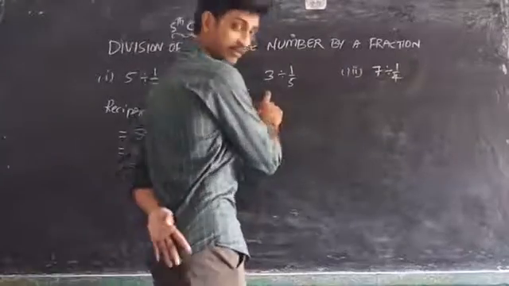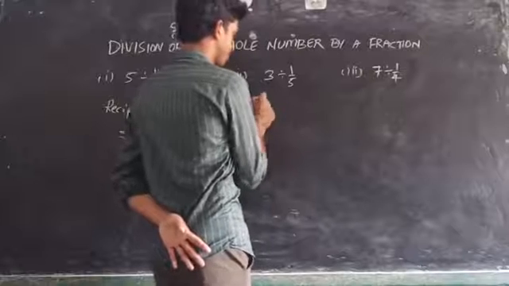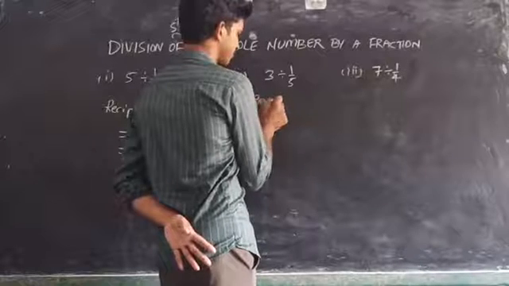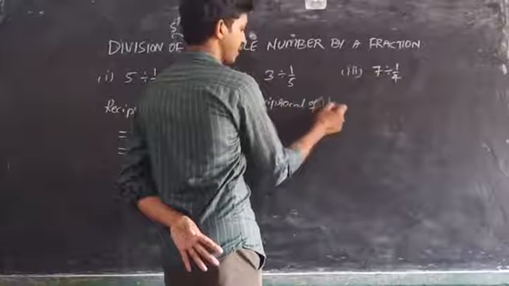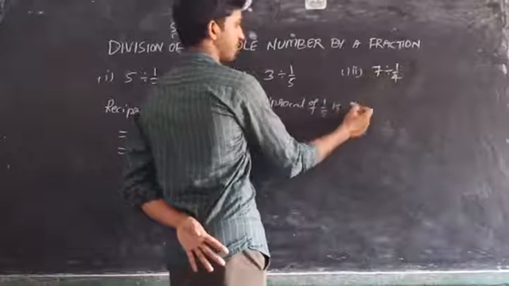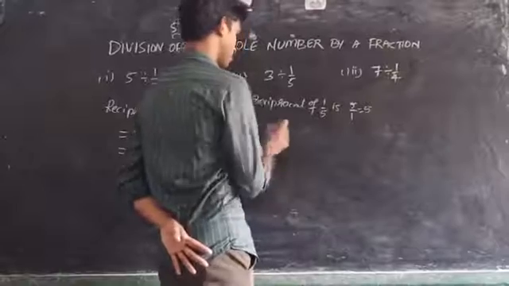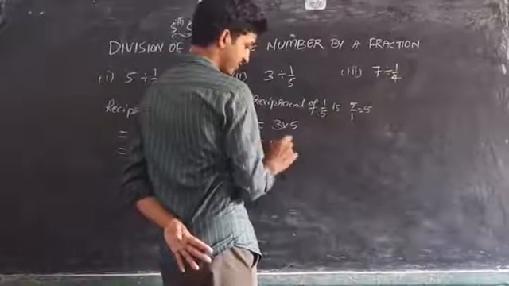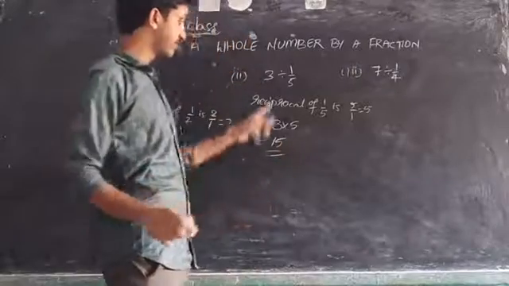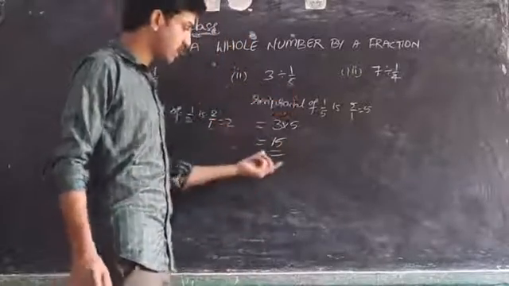See here, 3 divided by 1 by 5. So the reciprocal of 1 by 5 is 5 by 1, that is equal to 5. So I am multiplying it with 3. 3 fives are 15. If you divide 3 by 1 by 5, the answer is 15.